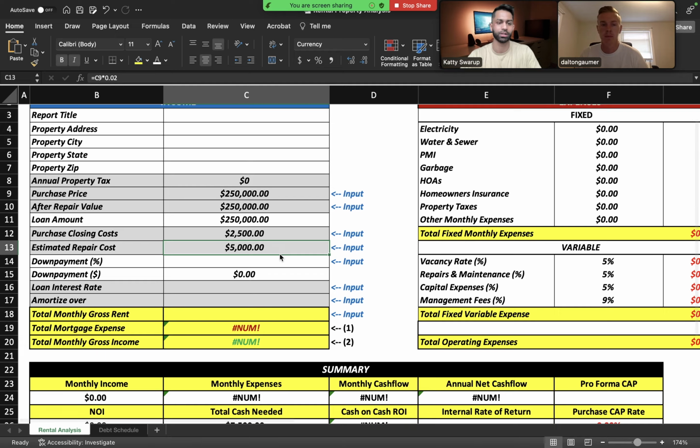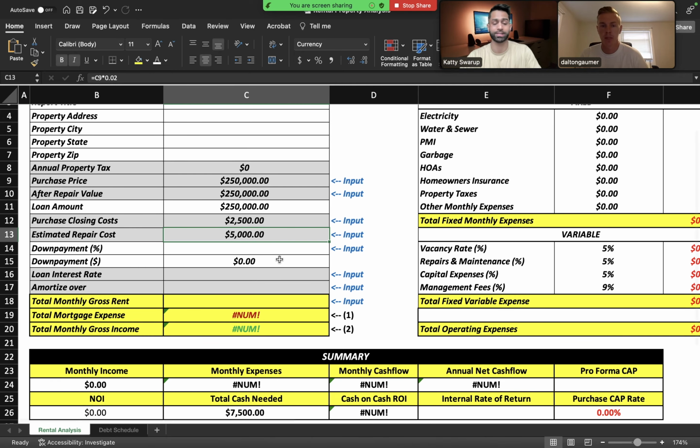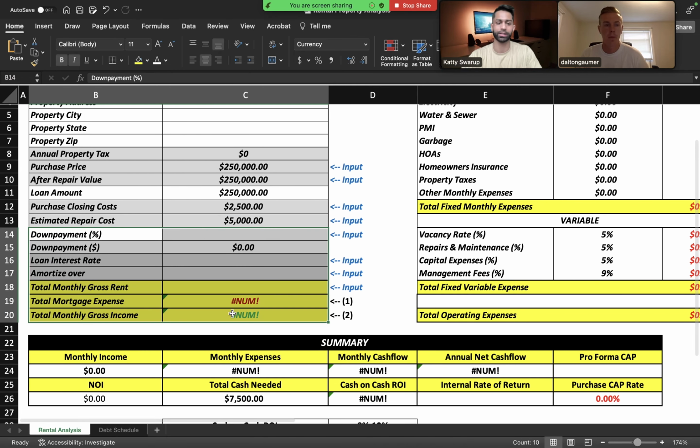That's your estimated repair cost. Now this is where your loan comes in, right? Obviously a lot of the best return that you're going to get with real estate is if you are taking advantage of leverage, right? Leverage meaning you're taking on a loan. Of course, you can buy all cash, but our goal would be to get financing so that we take advantage of that equity pay down.